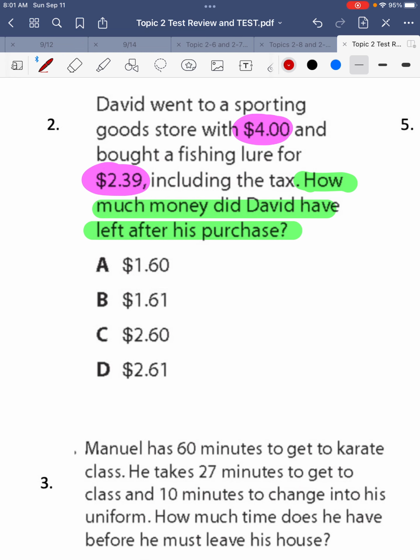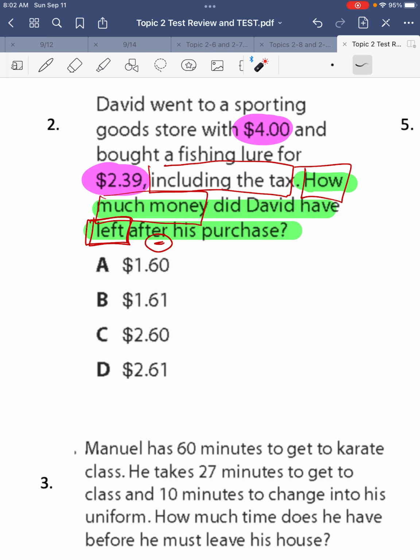And now I'm going to box in my keywords. So it's saying including the tax. This $2.39 includes the tax. And it says, how much money did David have left? Again, we see that keyword left. That's going to tell us that we're going to subtract. Okay, so I'm going to make my place value chart so my numbers are aligned. If I look here, these are decimals. These decimals go up to the ones place.